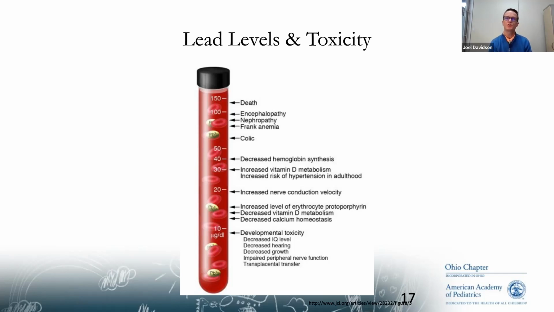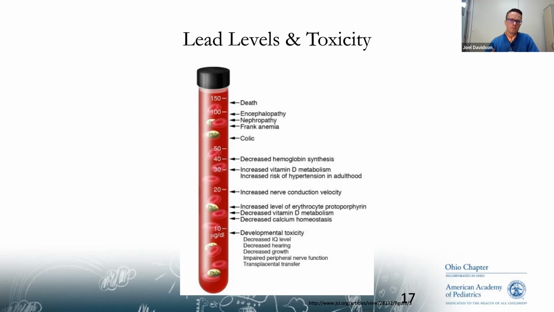But we can, through research, know that there are some developmental problems starting at less than 10, that we start seeing some impact on red blood cells in the mid-teens, and moving up into the 30s and 40s, vitamin D metabolism is impacted. You can see hypertension in older folks that have exposure to lead, some abdominal pain and colic. And honestly, in this 50, 60, 70 range, what we're mostly worried about is encephalopathy or a non-responsive patient.